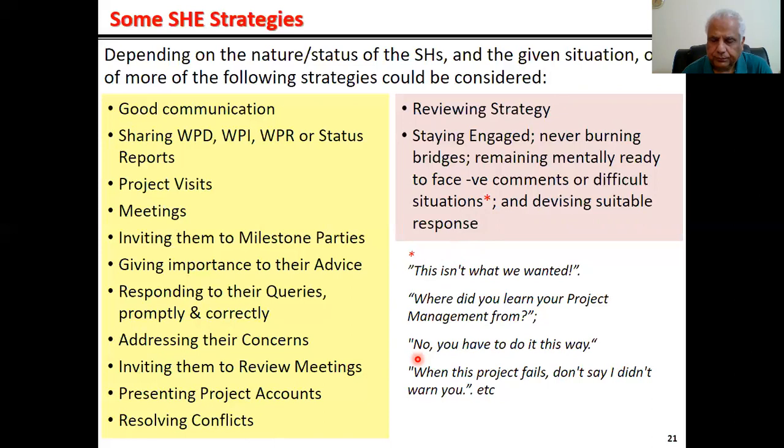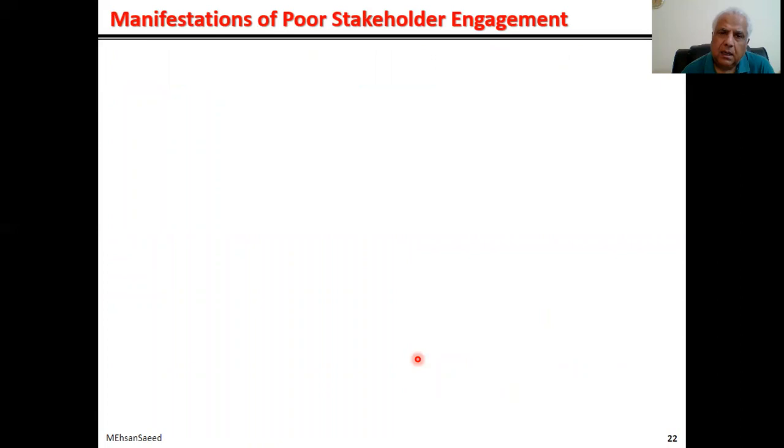Here is the final slide. What are the manifestations of poor stakeholder engagement? If your stakeholder engagement is weak, it is likely to lead to variances and change requests, because there are going to be communication voids. There's going to be miscommunication. And miscommunications, communication voids, etc., lead to variances which lead to change requests. It can even lead to scope creep. And as we have discussed earlier on, scope creep is something which is unwanted on the projects.